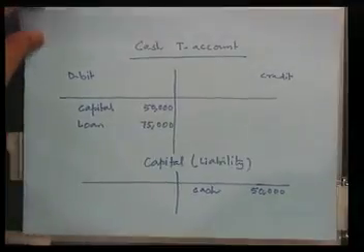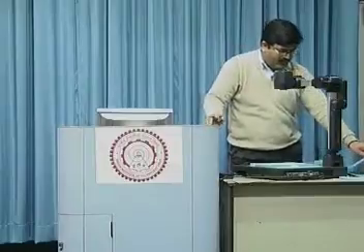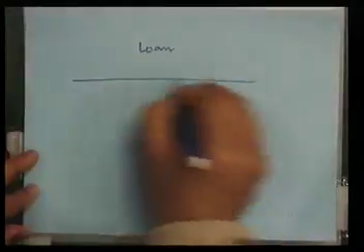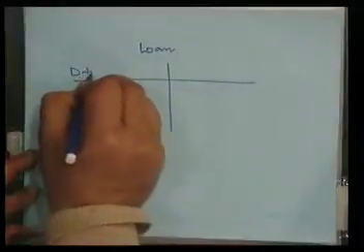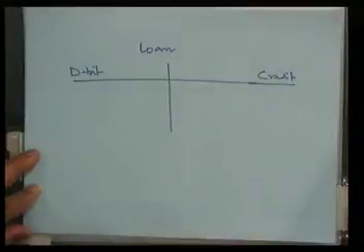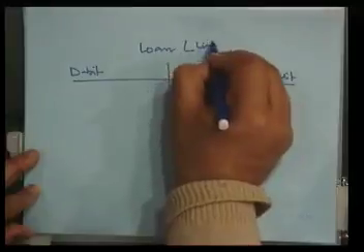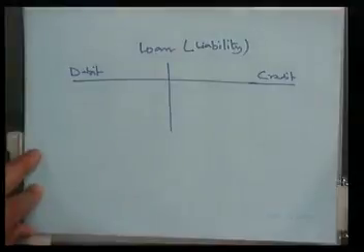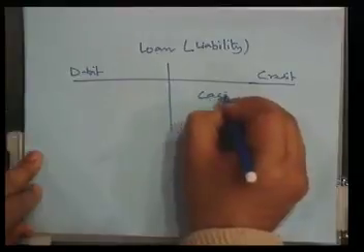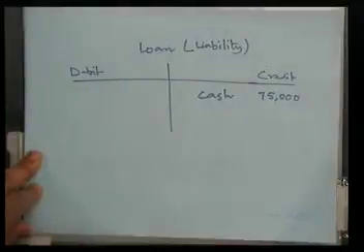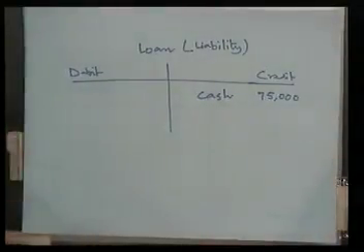Similarly, if you try to prepare the T account for loan, bank loan, it would be something like this. Here you have debit, here you have credit. Now bank loan again is a liability. Now increase in liability is to be recorded in credit side. So here I will write cash 75,000. This is how they are going to be done.